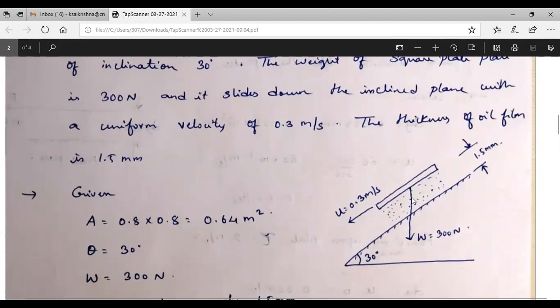Everybody knows the weight always acts vertically downward. So weight is 300 Newton. The velocity of the plate is 0.3 meters per second. And now what do we need? We need the shear stress. So what is the force acting along this direction? Along the direction of this plate, we have to calculate the force. So we have to resolve this W component in this direction. What is the angle between this weight and the plate? 60 degrees.